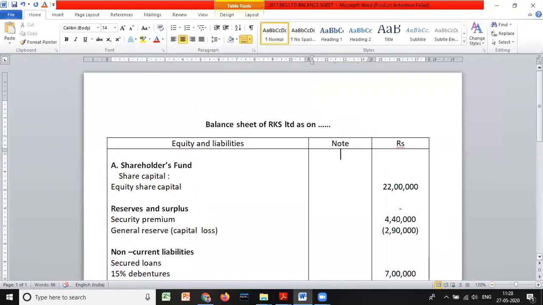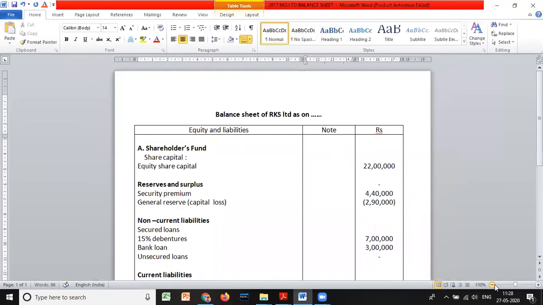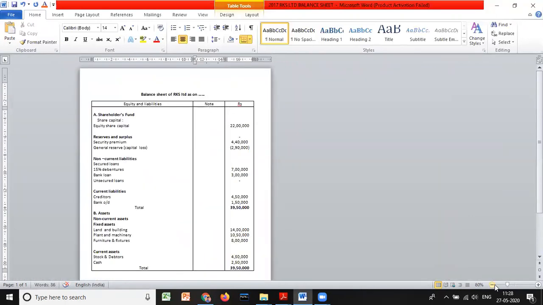So we have passed opening entries, we have passed closing entries, and also we have prepared the balance sheet of RKS Limited. Okay, I hope the concept is clear. If you have any doubt, please clarify your doubts through WhatsApp, or we will have a separate class for clarifying doubts. I hope the concept is clear.